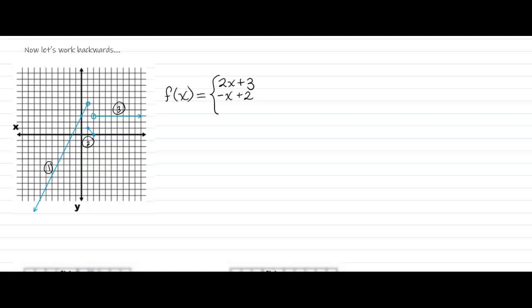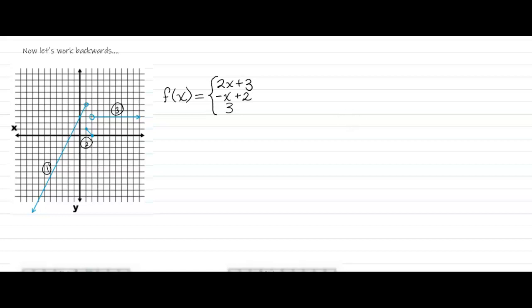And now for the third piece. The third piece is just a horizontal line. Remember, f of x is function notation for y equals. What does y equal everywhere on this third piece? Y equals 3. That's the horizontal line. Now we just need to put the constraints in.